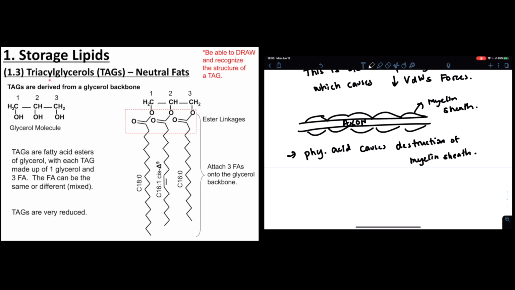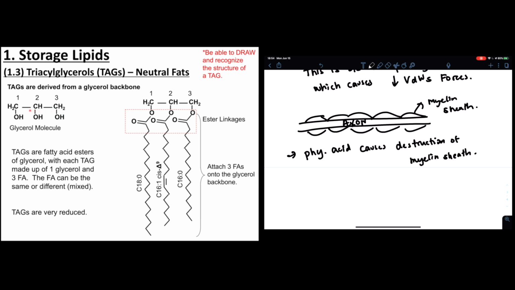Okay, the next thing we're looking at is the triacylglycerol, which is also known as the TAG, and this is a neutral fat. So TAGs are derived from what's called a glycerol backbone. So I want you to know this molecule really well, glycerol. Glycerol is a 3-carbon chain, and it has a hydroxyl group on each carbon.